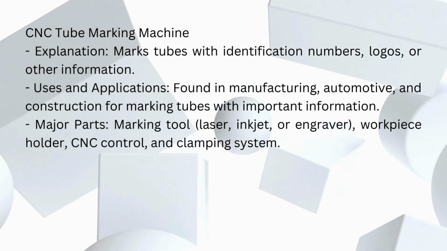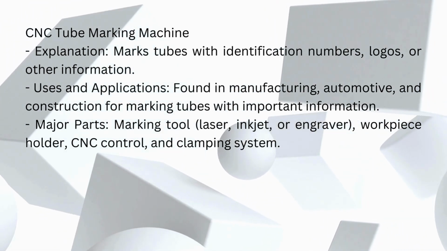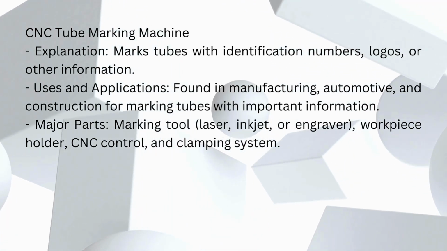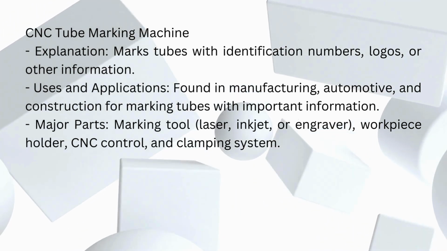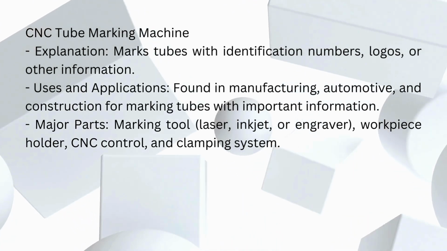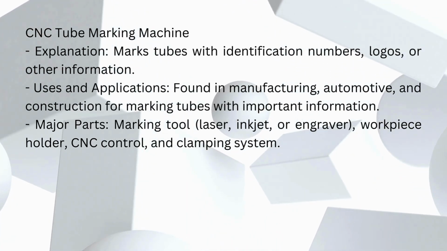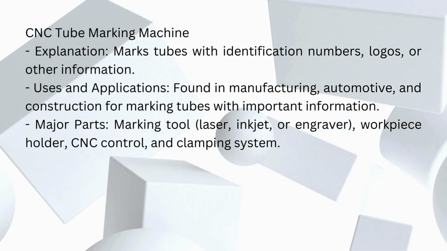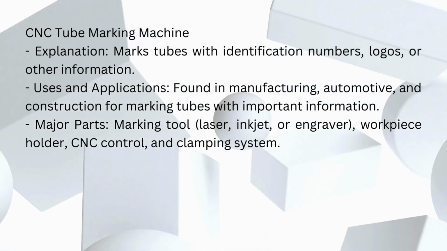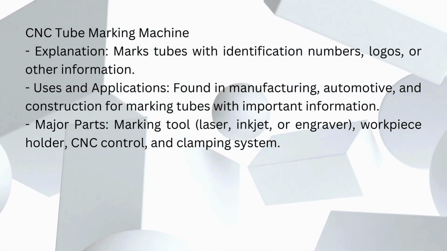CNC tube marking machine. Explanation: marks tubes with identification numbers, logos, or other information. Uses and applications: found in manufacturing, automotive, and construction for marking tubes with important information. Major parts: marking tool, laser, inkjet, or engraver, workpiece holder, CNC control, and clamping system.